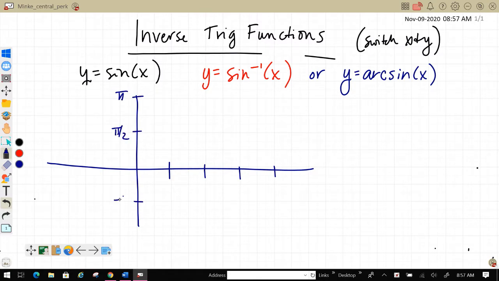And I know I ran out of room because I'm not planning ahead. But in theory, we would just keep trucking up this way with our pi over 2, pi, 3 pi over 2, 2 pi. And now, what kind of scale does our x-axis get? There you go, 1, 2, 3, -1, -2, like that. So those switch.